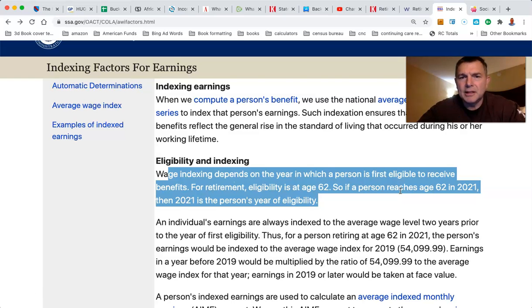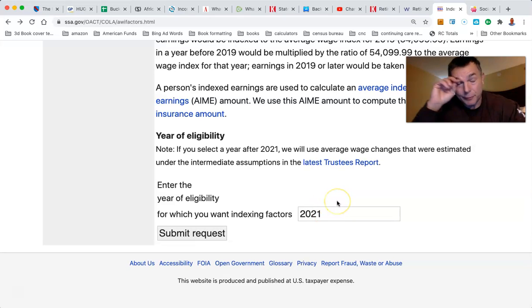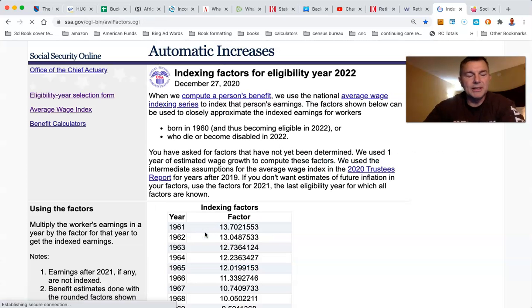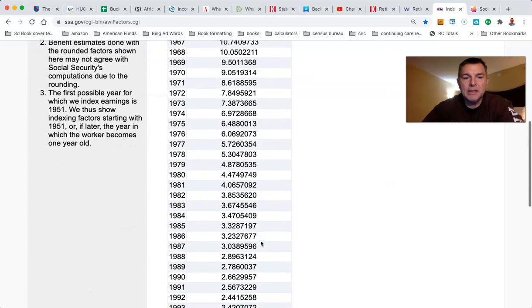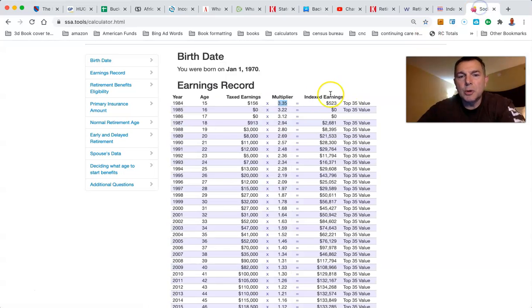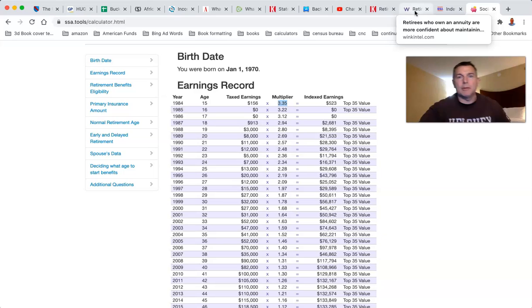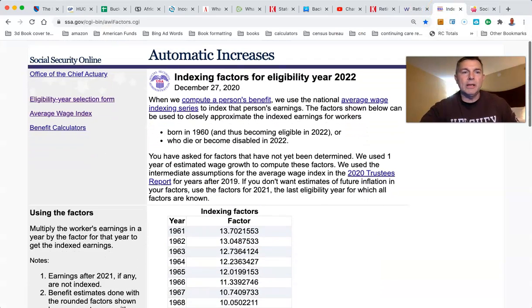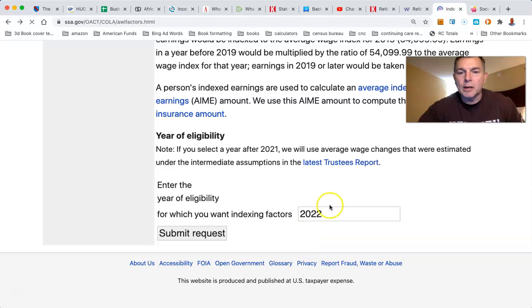So basically 2021 is not my first year of eligibility. I reach 62 in 2032, and this is where it's a little bit confusing, but that is my first year of eligibility. So if we go to 1984, the first year I actually have income, my index amount is 3.47. That's not what they're showing, though. They're showing 3.35. Because basically they're using your index as if it were your first year of eligibility.